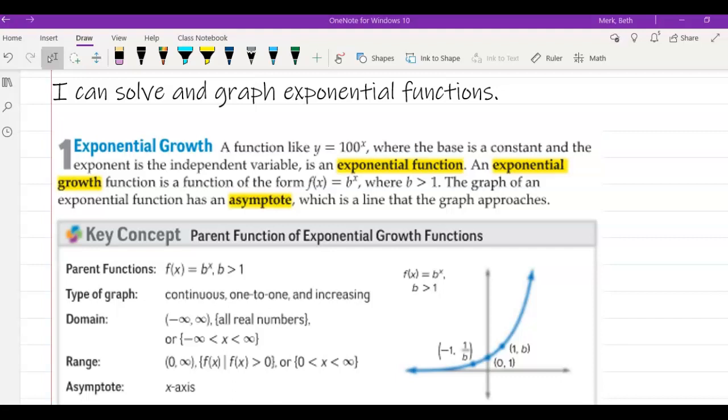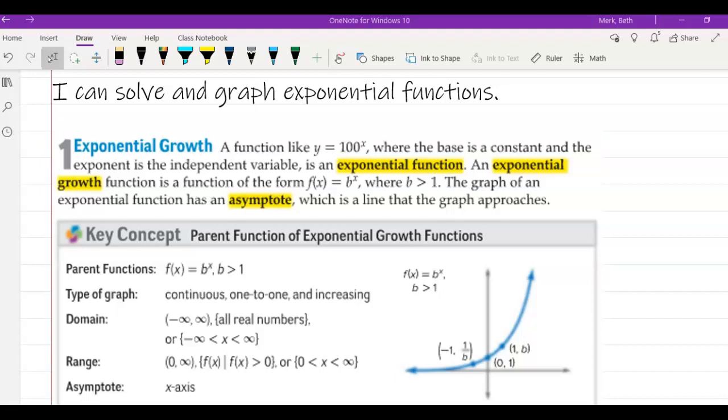Step 19, I can solve and graph exponential functions. An exponential function is a bit different than any of the functions we've been working on this year. It's where the variable is in the position of the exponent. Now, what would this look like in real life?